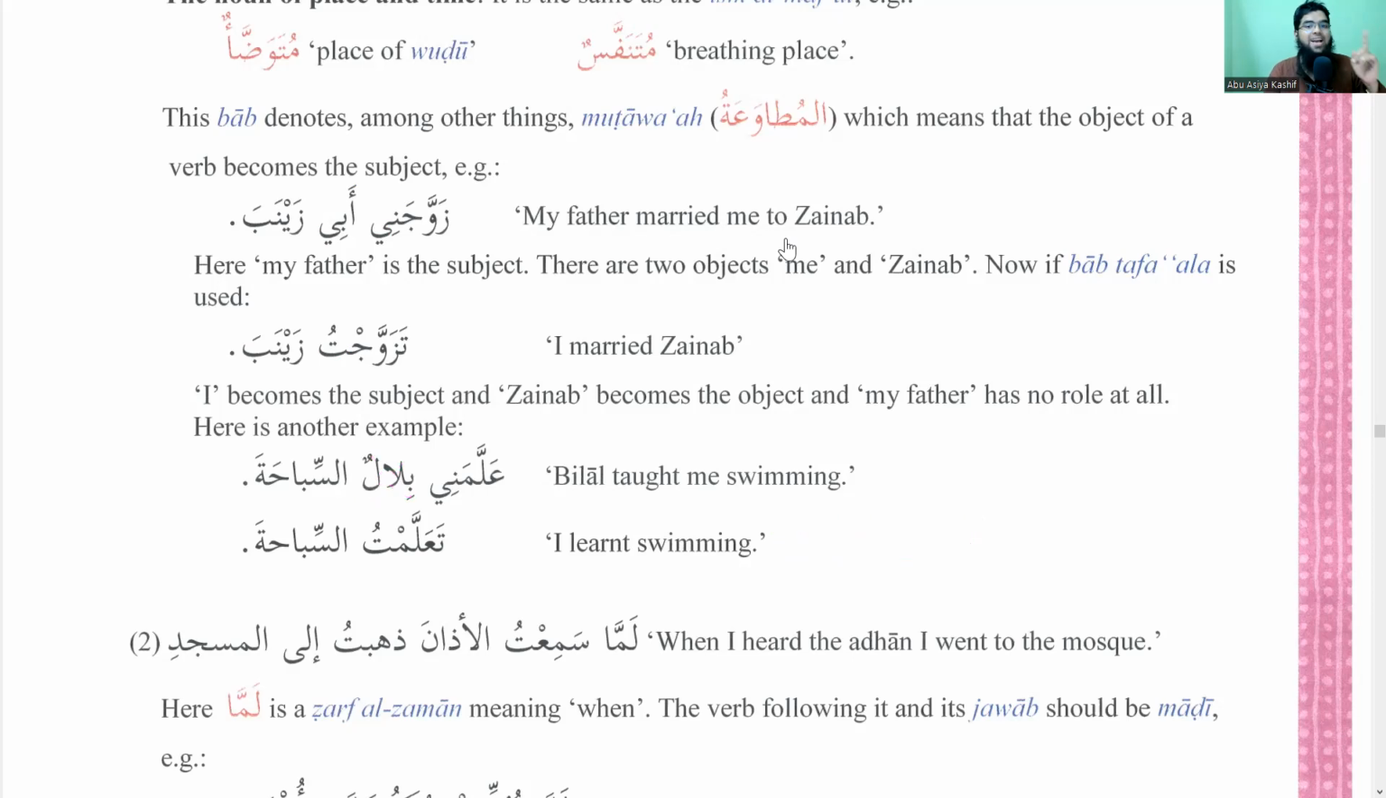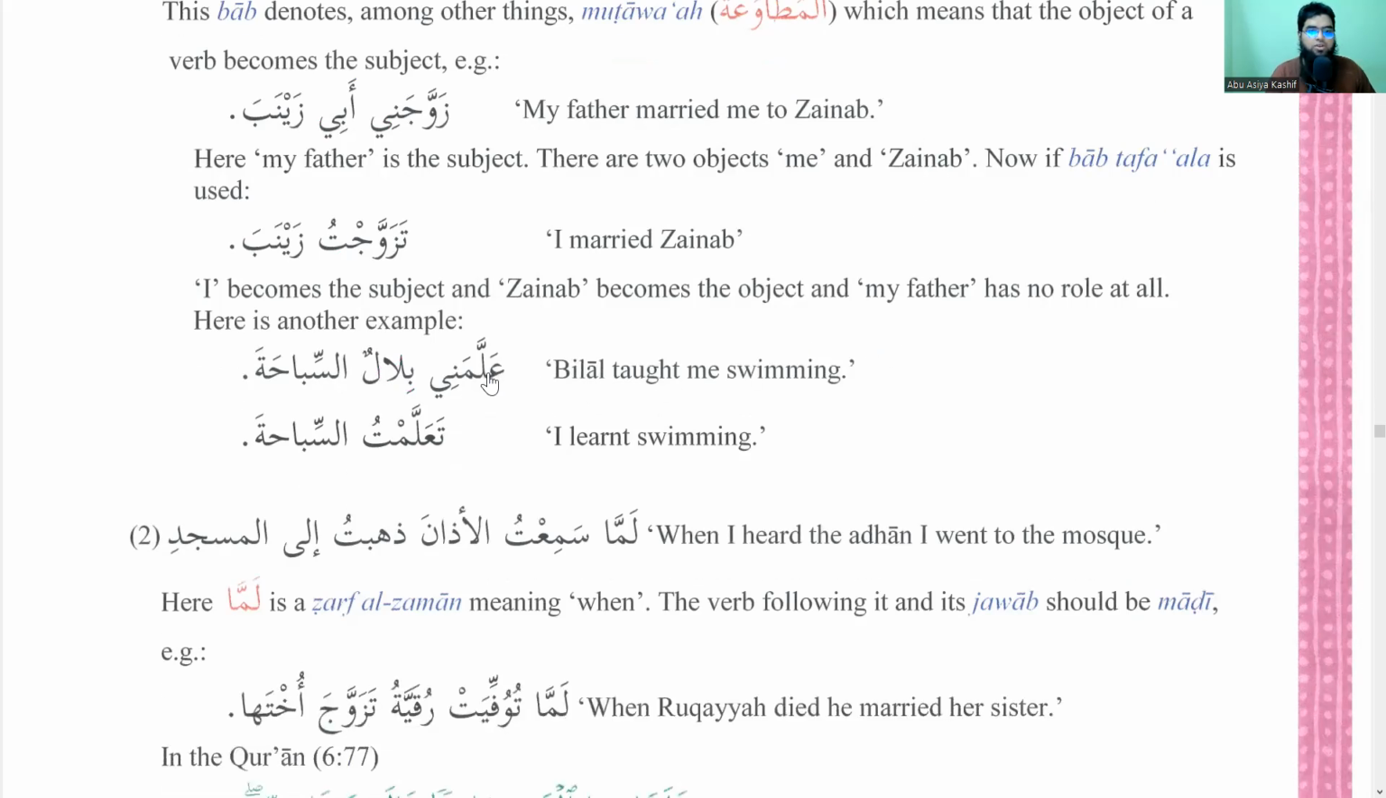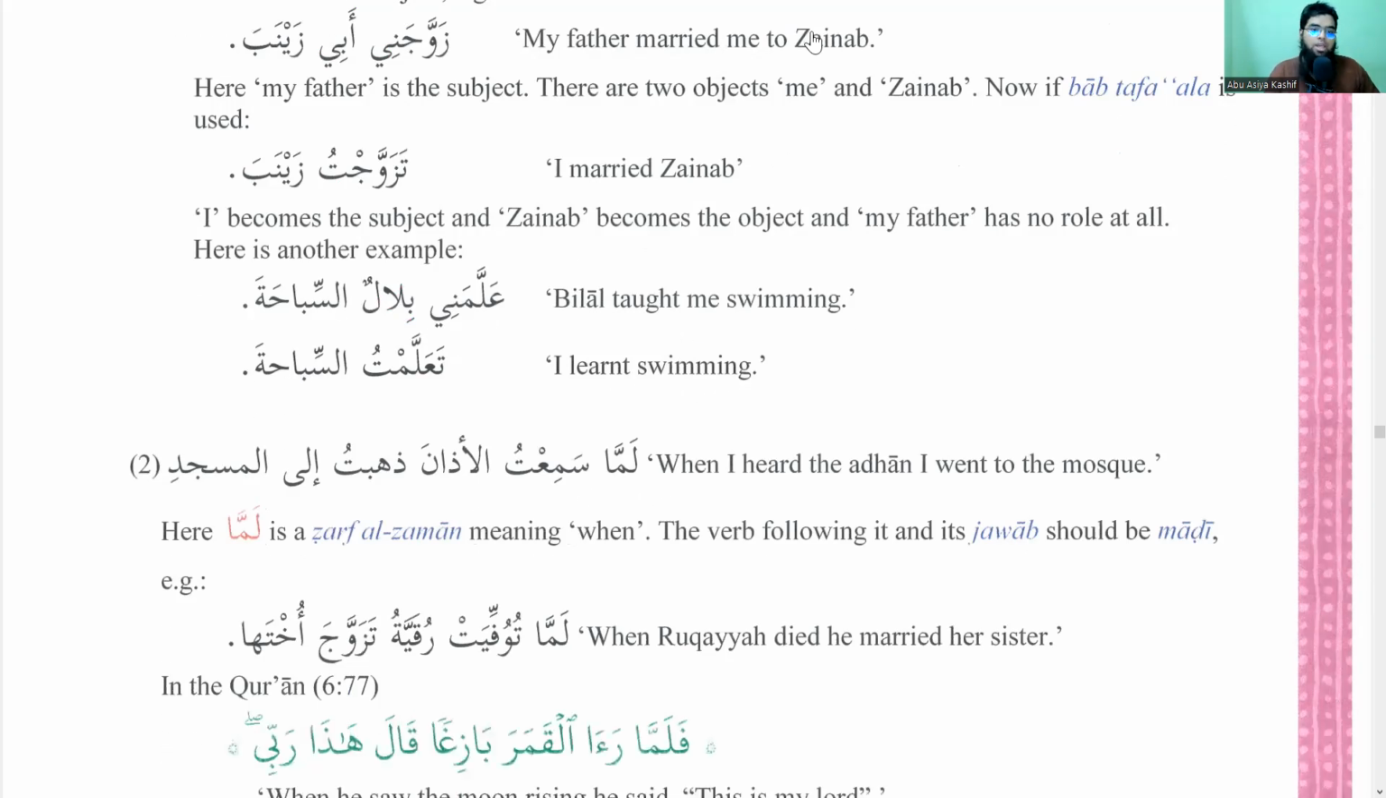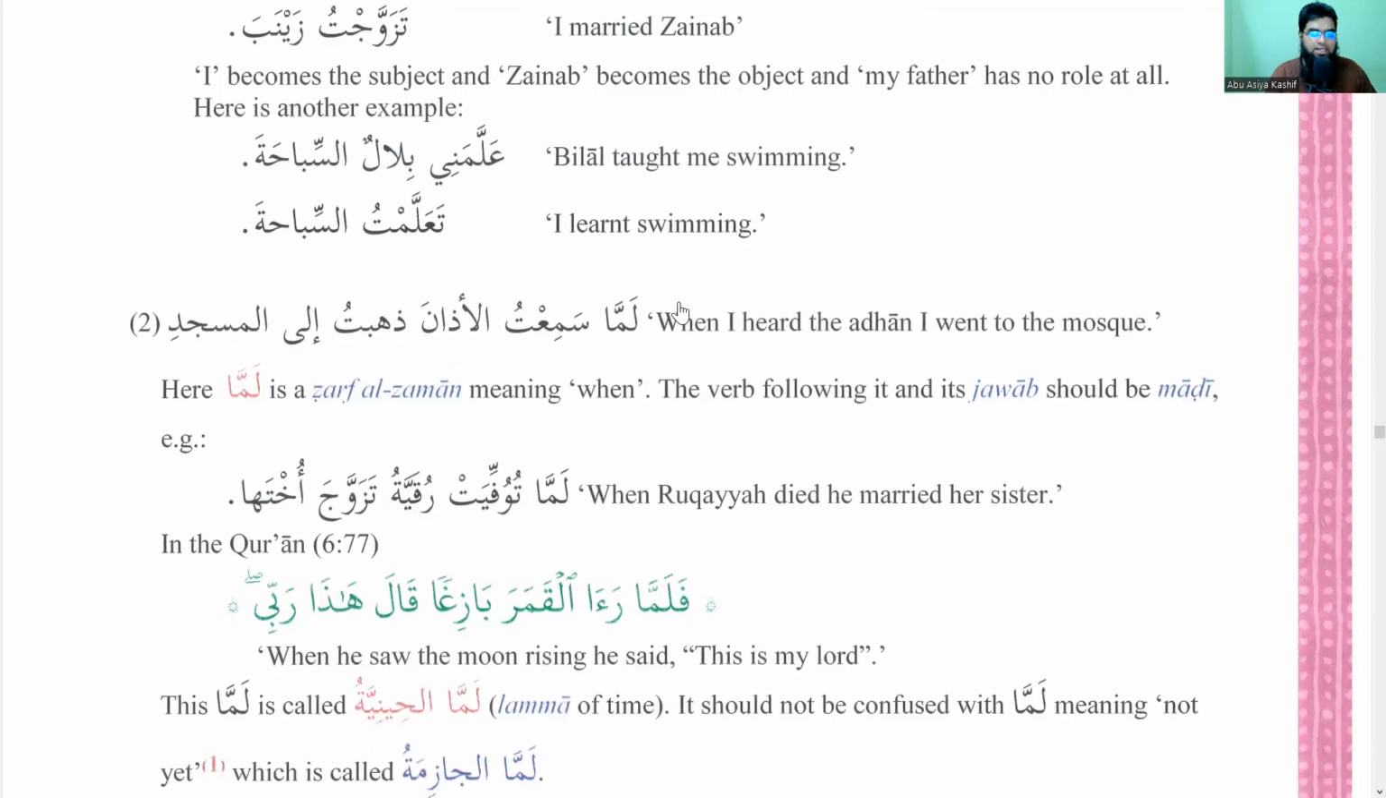So instead of using passive, remember passive also gives you almost similar meaning, right? I was taught swimming, but it's a little different. I learned swimming and I was taught swimming. You can understand, because you can use ulimtu sibaha. I can use that. But I just learned swimming, I don't want to go into passive and all that. Okay, that was all about form 5, and we learned a lot in that lesson also.